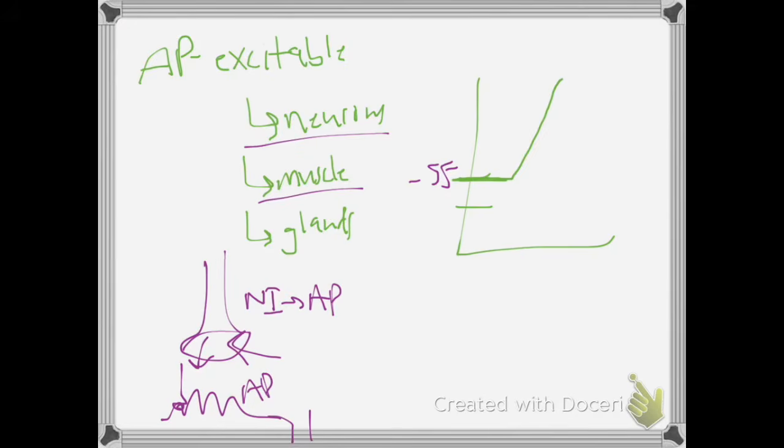So action potentials from a neuron to a neuron is just going to result in another action potential if that presynaptic neuron has enough stimulus coming from it, and then if a presynaptic neuron synapses with a muscle and causes an action potential, it's going to cause muscle contraction.